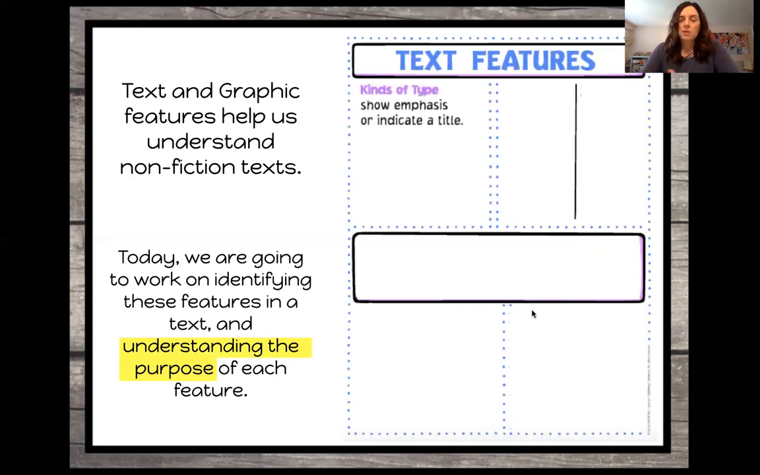When we talk about text features, the first thing that we're going to look at is the kind of type in a text. The kind of type means that if you look at how the text is actually written, sometimes it's written differently. And this is done to show emphasis or indicate a title. So anytime that you're reading a text and you see a word that looks different from the rest of the words, that's a clue to you that this is important and that you should pay attention to it. Sometimes these texts are in bold, like we saw with the essential question. Sometimes they're italic. That's when the letters are a little bit slanted. And then sometimes words are written in all capital letters so that they stand out to the reader.